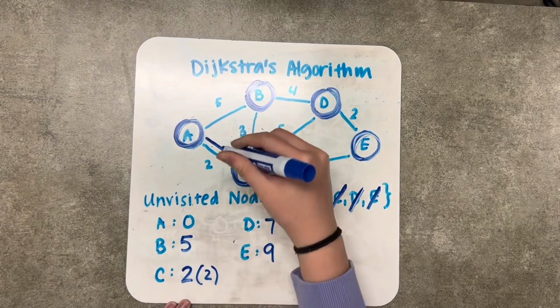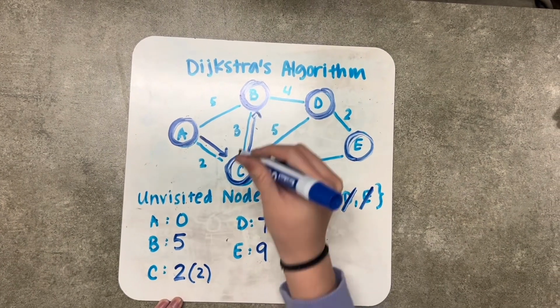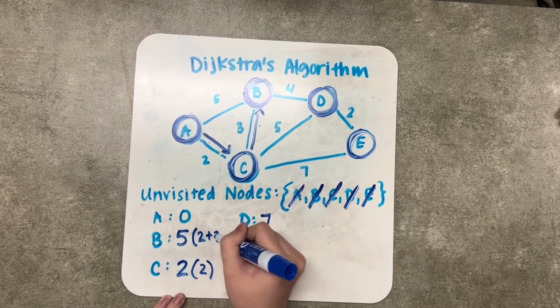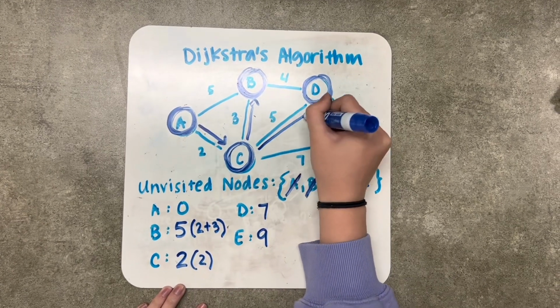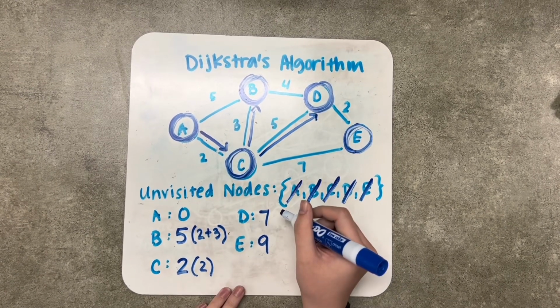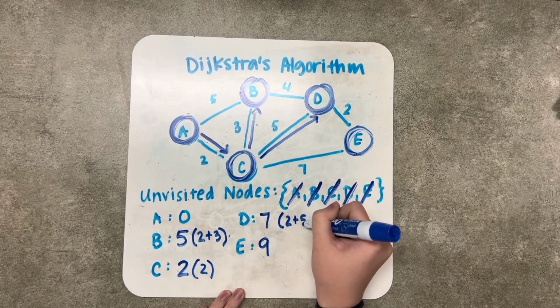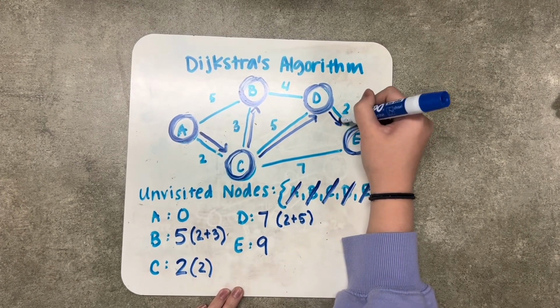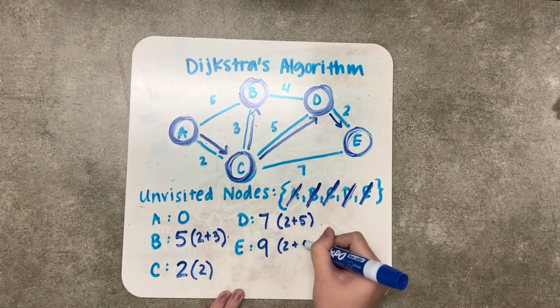So the shortest path to C is 2. The shortest path to B is A to C to B, so it's 2 plus 3. The shortest path to D is A to C to D, which is 2 plus 5. And the shortest path to E is A to C to D to E, which is 2 plus 5 plus 2.